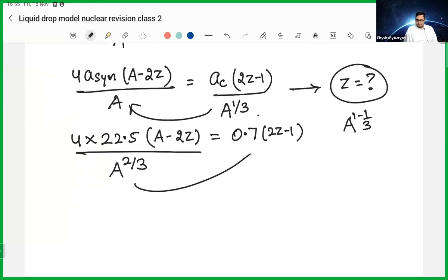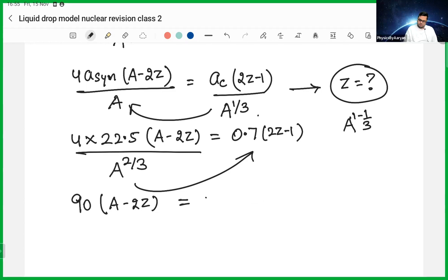And then I can take this A2 by 3 on the other side, and 22.5 into 4 will give you 90. 22 into 4 is 88, and 0.4 into 5 is 2, so 88 plus 2 is 90. Okay, and then you write A minus 2z, and then 0.7, which I can even multiply, so I will get 1.4z.